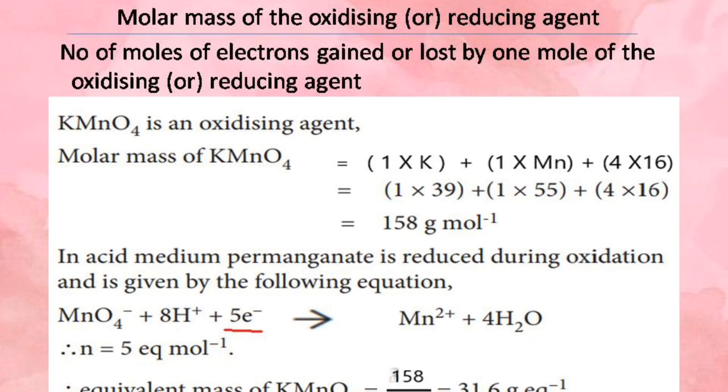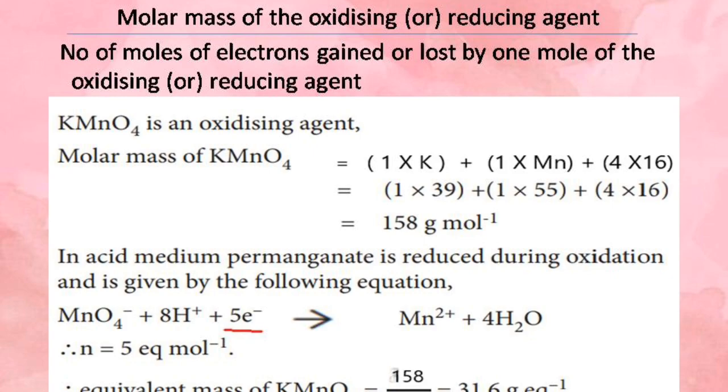We are going to calculate the equivalent mass of KMnO4. Now KMnO4 gained how many electrons? 5 electrons. So n is equal to 5 equivalents per mole. Now molar mass of KMnO4 is calculated as above. How many potassium are present in KMnO4? 1 potassium.